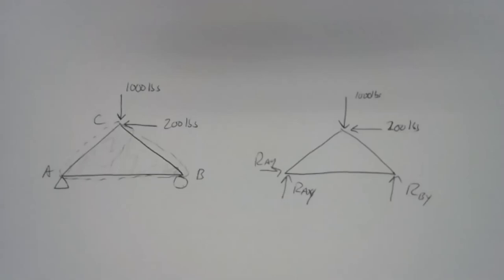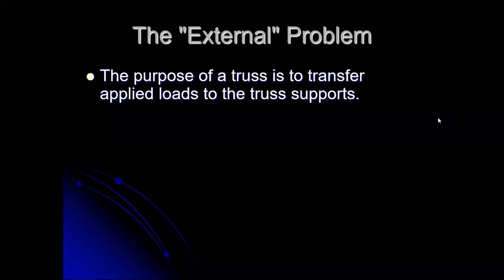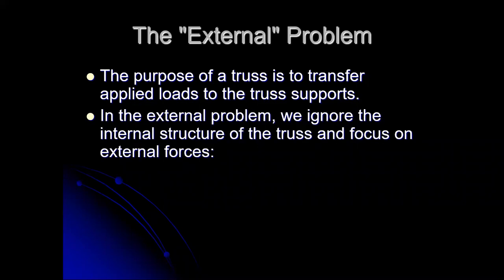I'm going to solve one that's going to be a little bit closer to something that we'll be working with here in our example, but that's the basic setup of the external problem. So not too much different than the beam problem. So in the external problem, we ignore the internal structure. It doesn't matter how many members there are and how they're connected together. All that matters is what's happening at the edges, what's happening at the boundary, the external forces.